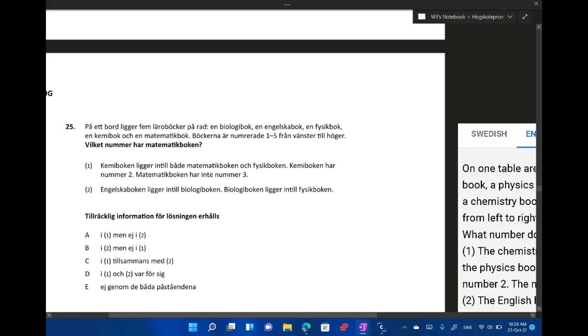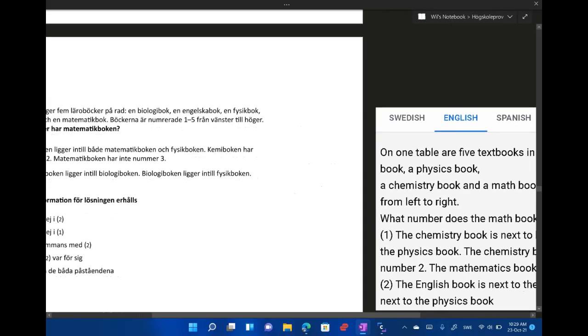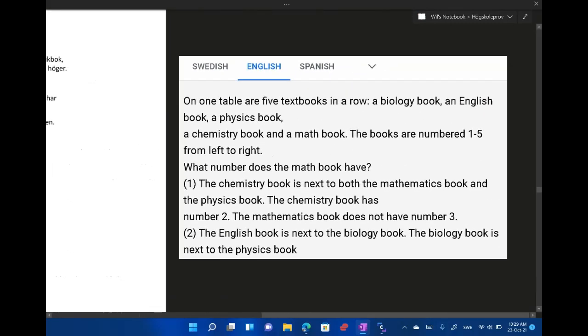Option 1, it says the chemistry book lies, I'll read it from the English here. The chemistry book is both next to the math book and the physics book. The chemistry book has number 2. The mathematics book does not have number 3. So that means the mathematics book could have number 1, right?